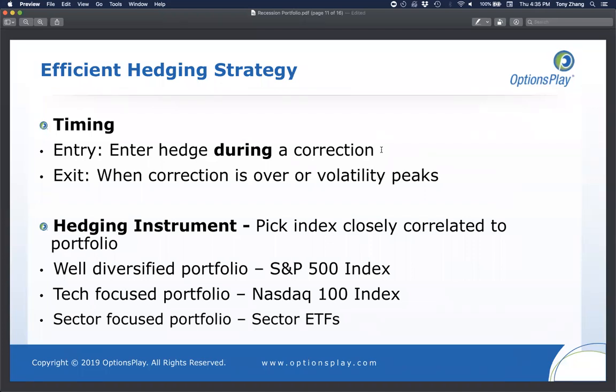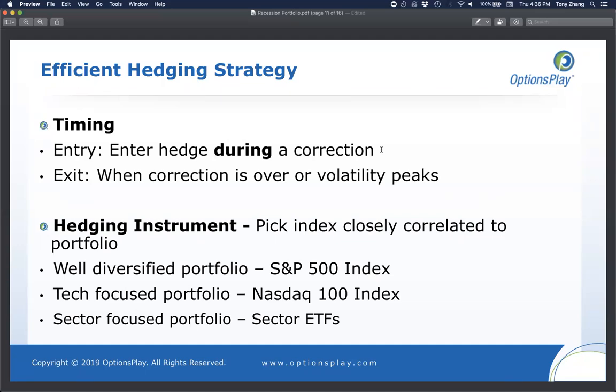However, chances are many of you have portfolios with a focus in a particular sector or asset class. If you have a very strong tech portfolio, you may want to pick an index that is more heavily weighted towards tech, like the NASDAQ 100 index. Or if you have an energy focused portfolio, or you work in a specific industry and have a lot of stocks in that one industry, you might want to use a sector-focused ETF.